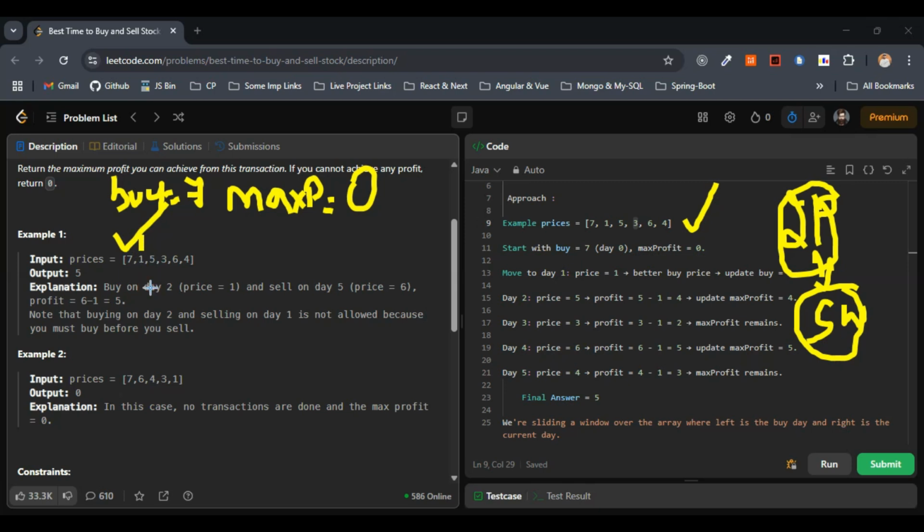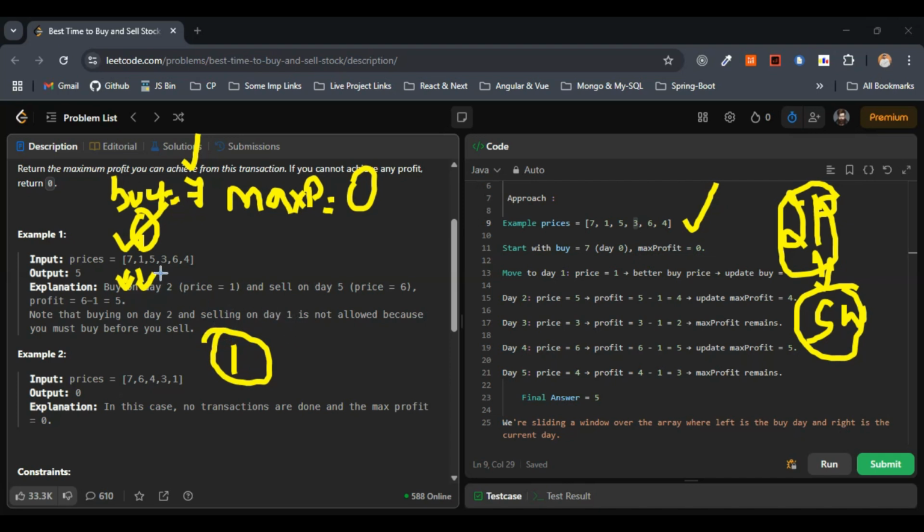At every step we will be checking for the minimum value at which we can buy the stock. Now we have moved to day 1 and the price is 1. So we have got a better buy price here. Initially the buy price was 7, and now we have a buy price of 1. 7 is considered day 0, as this is index 0, and let's consider this one as day 1. So we will update the buy to 1.